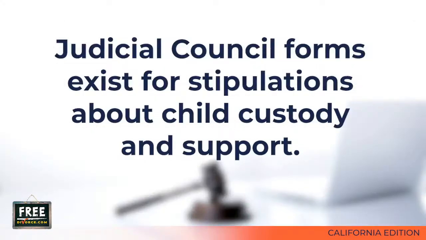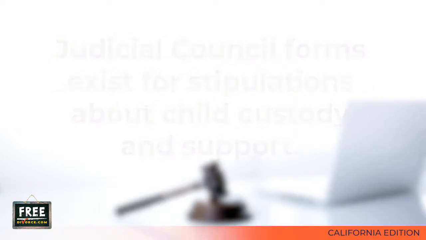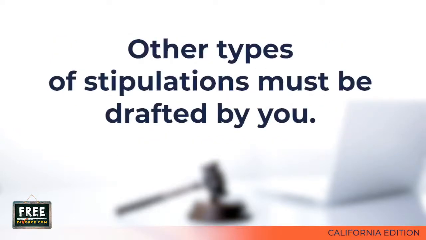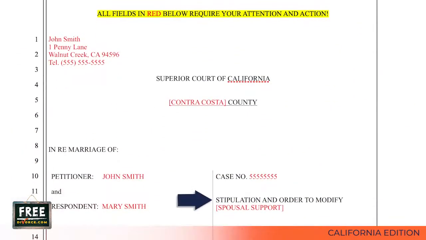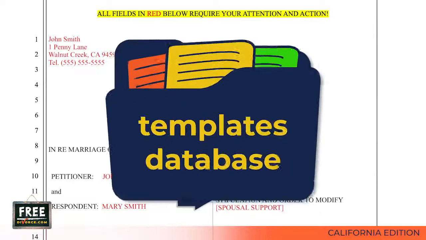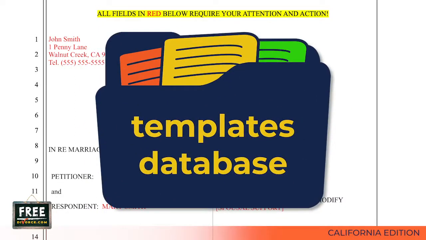There are judicial council forms you can use for a stipulation to modify certain kinds of court orders, such as child custody orders or child support orders. We will talk about these judicial council forms in later videos in this series. For other types of court orders, there are no judicial council forms. You will need to draft a written document known as a stipulation and order that will set forth your new agreement. We have included a basic template for a stipulation and order in our templates database.